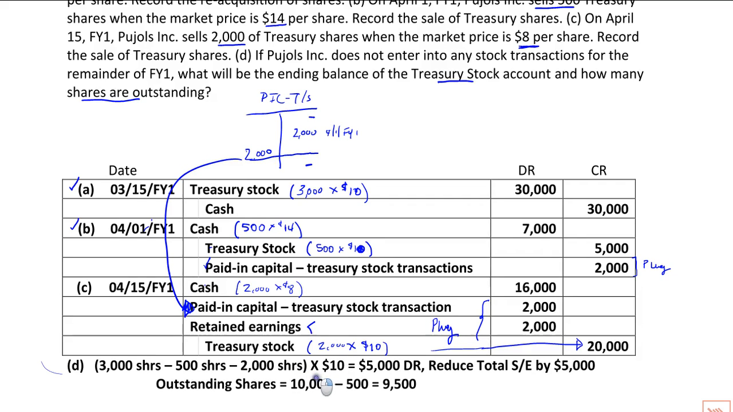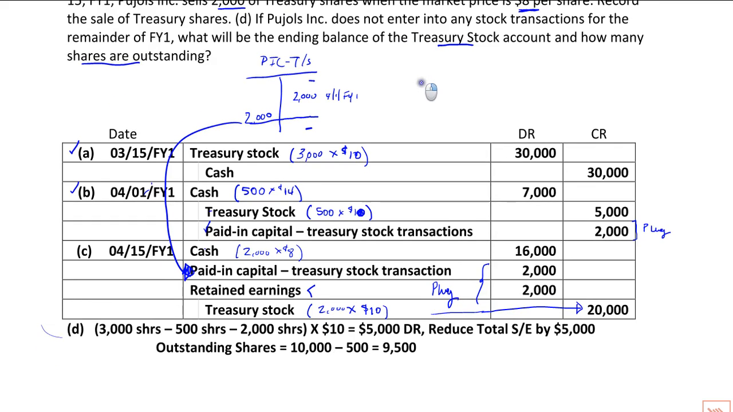Okay. So the reason that retained earnings is 2,000 is a little bit of a coincidence. It's just half of what was in paid-in capital treasury stock. All right. And they ask us how many shares are outstanding. What's the ending balance in the treasury stock account?